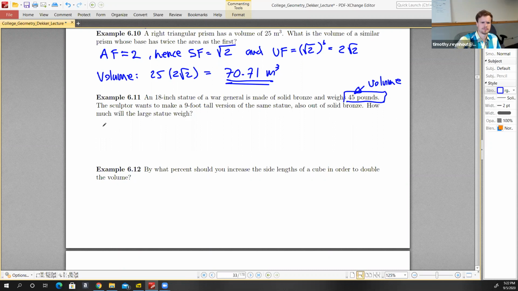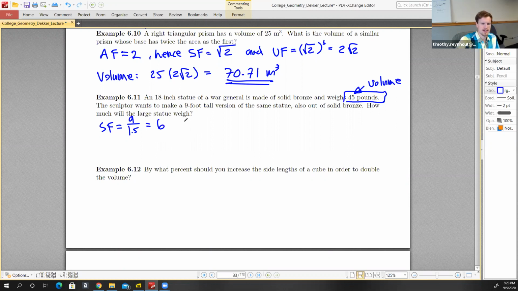Let's see here. Okay, so we have to find the linear factor, or the scale factor. We want to take an 18-inch, or 1.5 foot, statue and bring it to a 9-foot statue. So we want to get rid of the 1.5 and multiply by 9. That takes our 18 inches and makes it 9 feet. We can write that a little bit differently: 9 divided by 3/2 would be 9 times 2/3. So that would be a scale factor of 6.